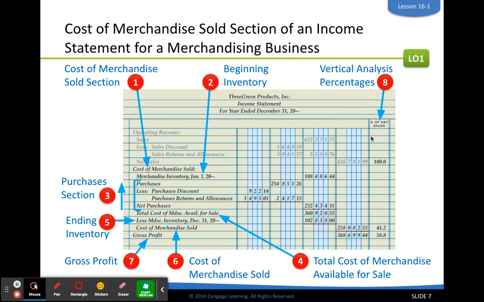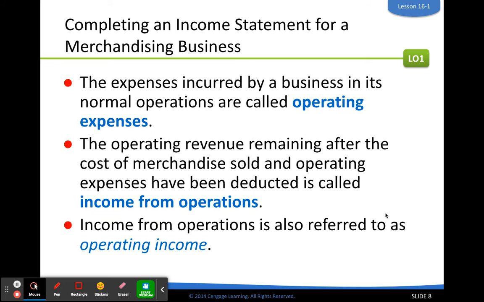You might notice that we have some percentages over here along the right. All of these are divided by net sales. So net sales divided by itself is 100%. Cost of merchandise sold divided by net sales is 41.2%. And same for gross profit. This is vertical analysis, or up and down analysis; everything is being divided by net sales.